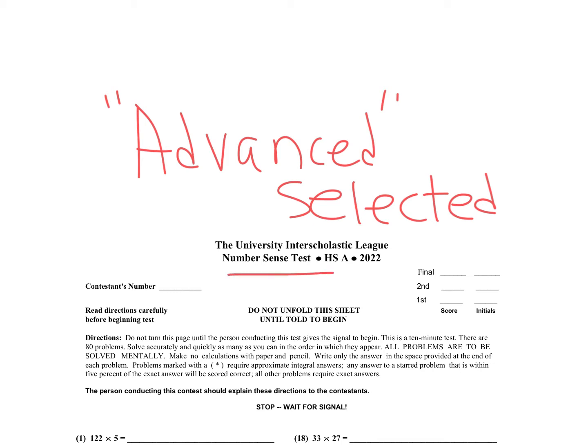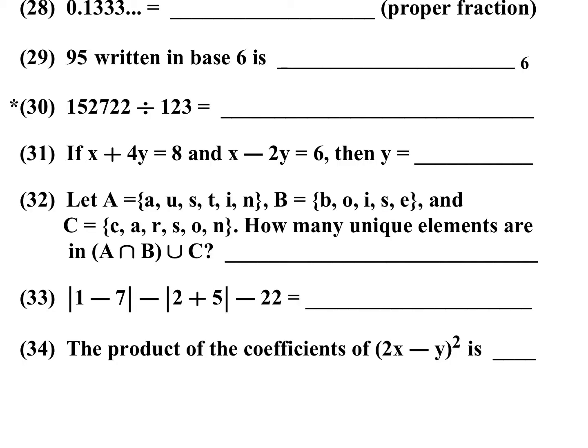So this was from Test A 2022. And without any further ado, let's go ahead and dig into the test. So the first question was on number 32, where you have a set A, which spells Austin, and a set B, which spells Boise, and C spells Carson. And how many unique elements are in the intersection of A and B, and then take the union with C.